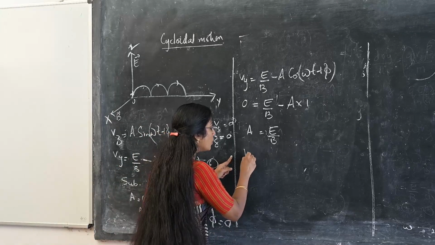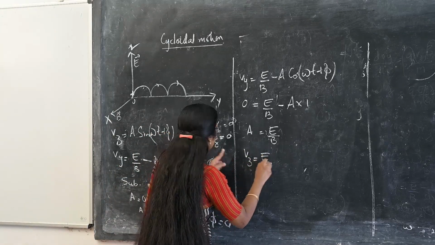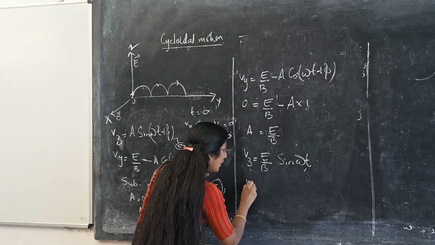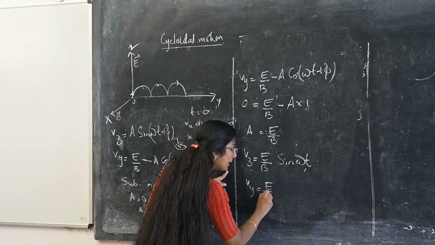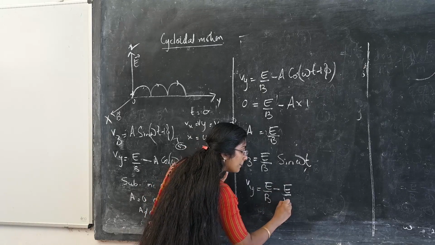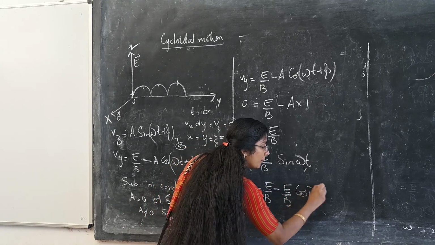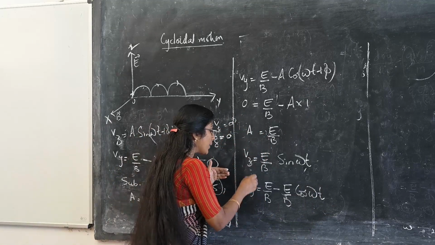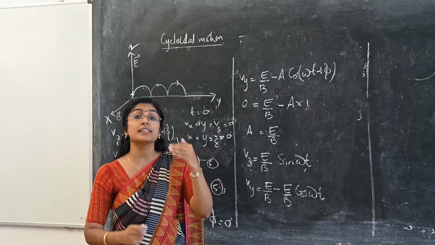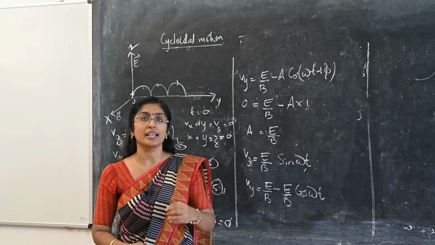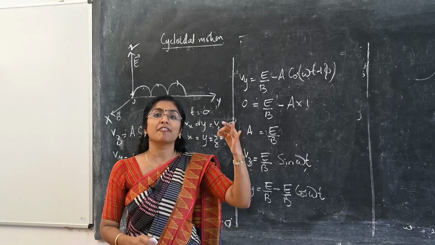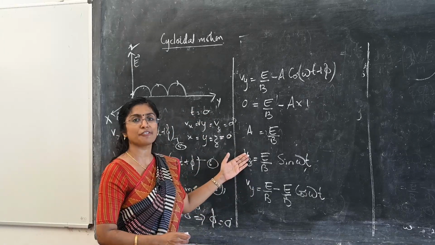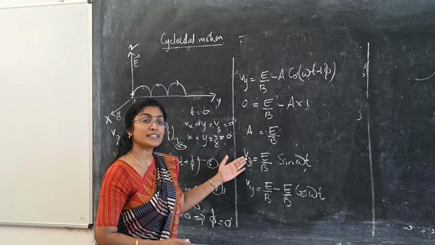So that I get Vz is equal to E by B sin omega t, and Vy is equal to E by B minus E by B cos omega t. I have derived the equations for Vz and Vy. So we have reached the second step of our derivation. First we wrote the Lorentz force. From the Lorentz force we have gone through a series of mathematical steps, and we have got Vz and Vy.